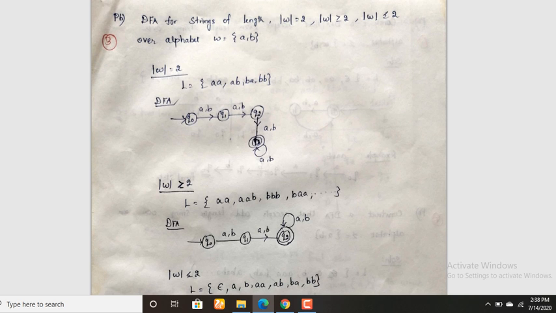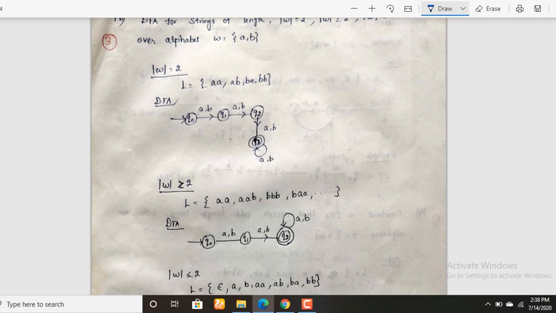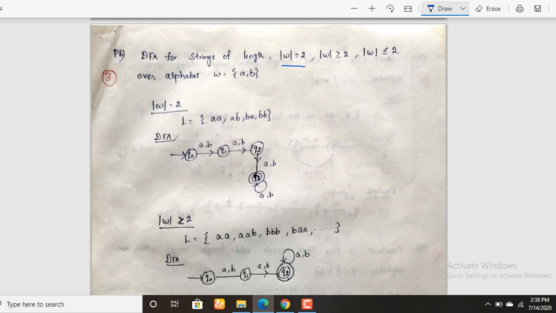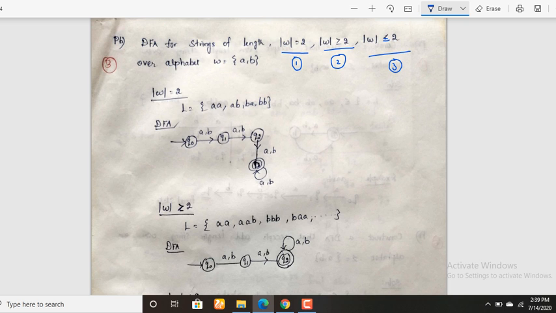The third problem comprises a set of problems. Okay, this is one problem: the length of the string. Here W means word or string; you can also call it omega. So length of string equal to 2, length of string greater than or equal to 2, and the third one, length of string less than or equal to 2. So there are 3, and you have to draw 3 finite automata, that is, deterministic finite automata.